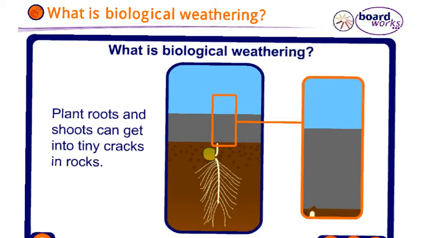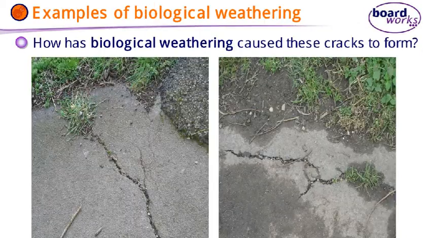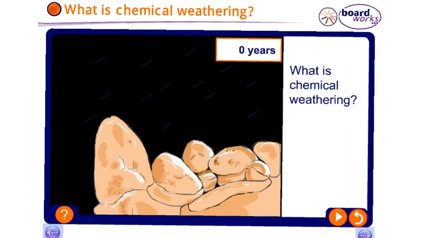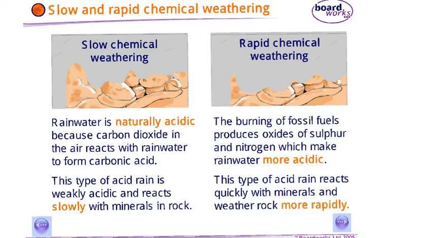Biological weathering can also occur to break down rocks. Here are some examples of biological weathering. Chemical weathering can also occur to break down rocks. Chemical weathering can be slow or fast.